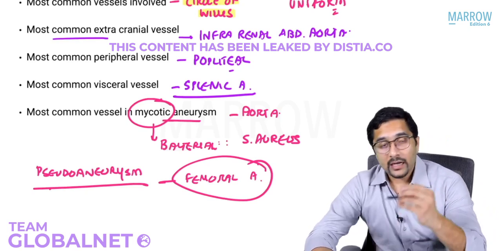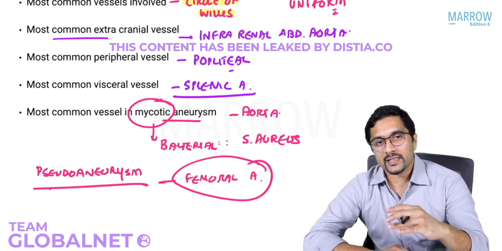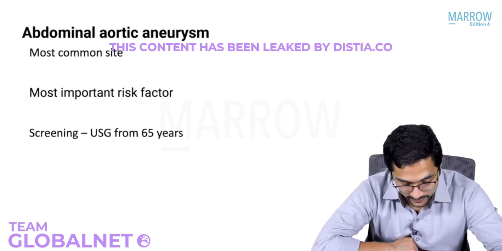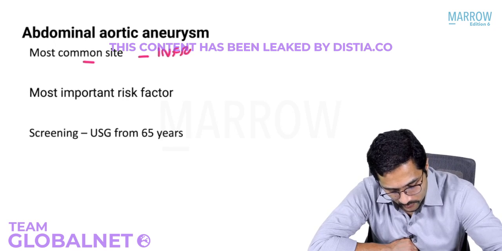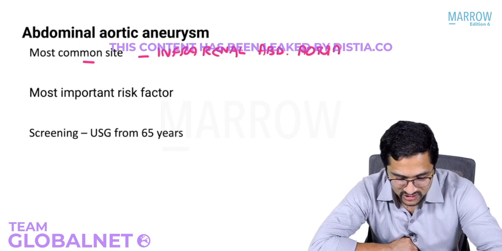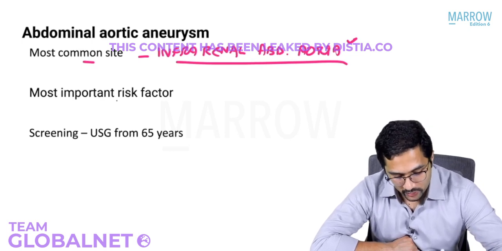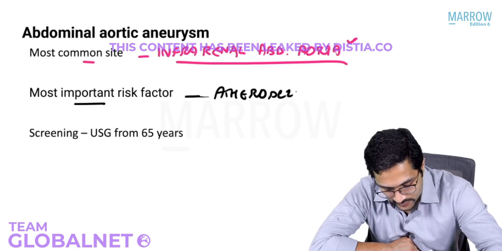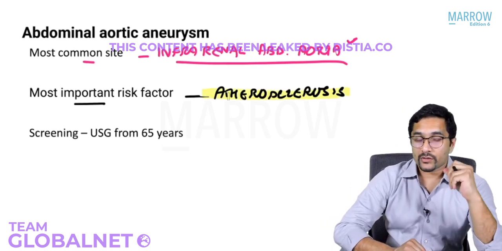Let's talk about abdominal aortic aneurysms, something from which questions have been asked a lot of times in the AIIMS exam, and in the future they can be asked in the INI-CET or the SS exam as well. Now, I just told you that infrarenal abdominal aorta is the most common extracranial vessel to be involved with aneurysm formation. The most important risk factor for aneurysm formation is atherosclerosis. So this also you should remember. Atherosclerosis is the most important risk factor.